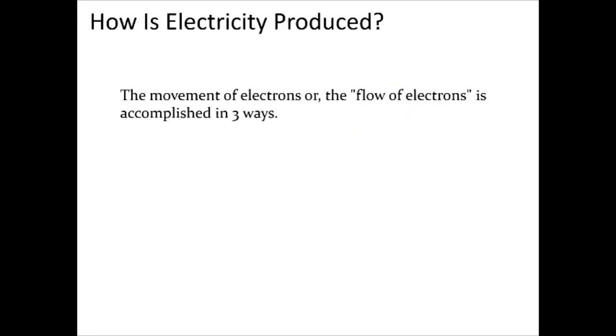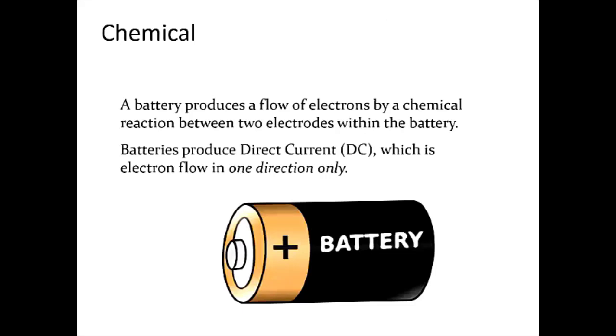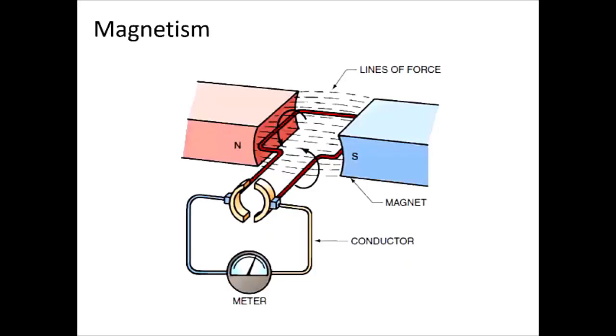Well, the movement of electrons, or the flow of electrons, is accomplished in 3 ways. We can move them chemically, magnetically, or with heat. A battery produces a flow of electrons by a chemical reaction between 2 electrodes within the battery. Batteries produce what is called direct current, which is the flow of electrons in one direction only.